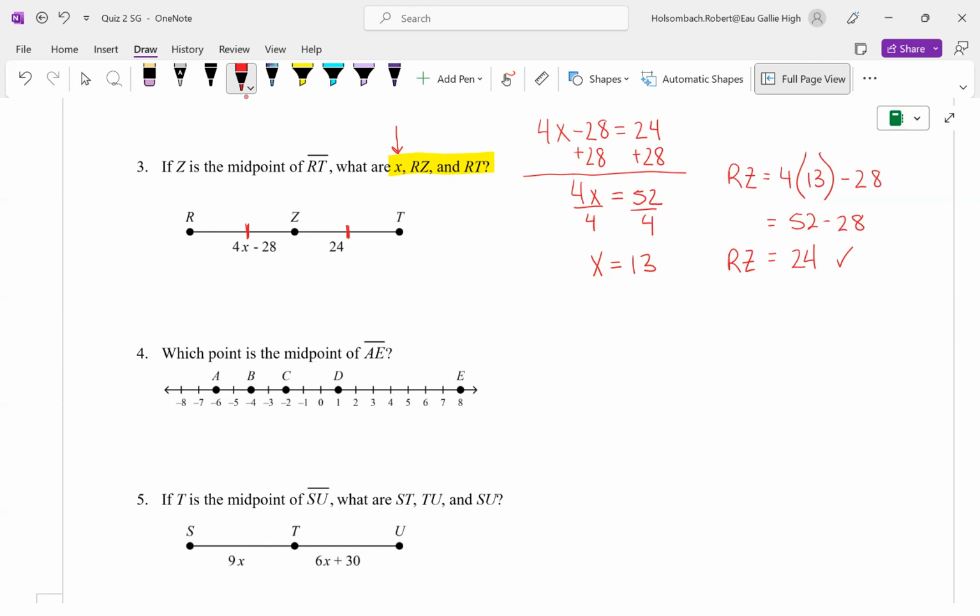And then they ask you for R to T. Well, if R to Z is 24 and Z to T is 24, then R to T is going to be equal to 24 times 2, which is 48. So here's your X equals. Here's your RZ equals. And here's your RT.